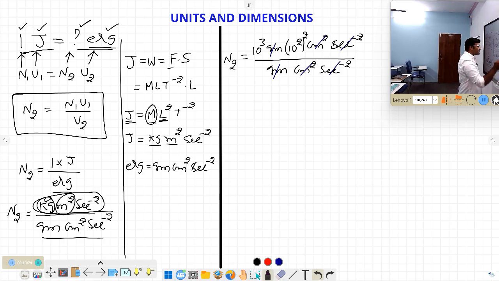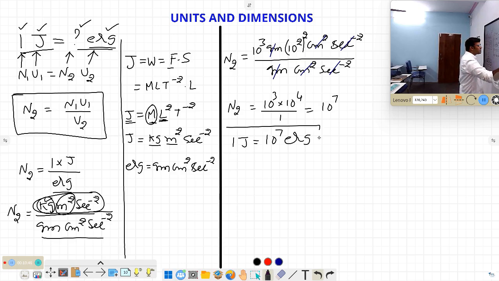So I can write this value in terms of n2 is equal to what I can write, that is 10 cube into this is 10 power 4. 2 square means 4, 10 power 4, nothing is there means 1, that is nothing but 10 power 7. So if you replace that value, 1 joule is equal to how much? In the place of question mark, I can replace with 10 power 7. So 1 joule is equal to how many ergs? That is 10 power 7 ergs. Like this, we can convert from one system to another system.